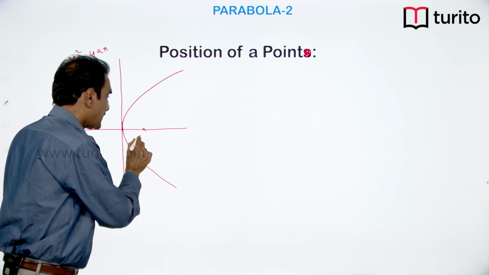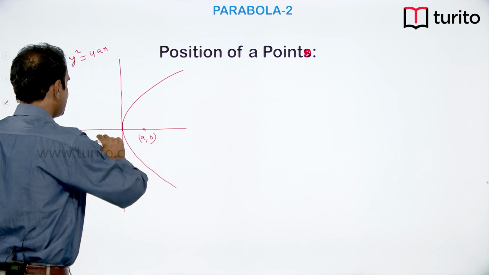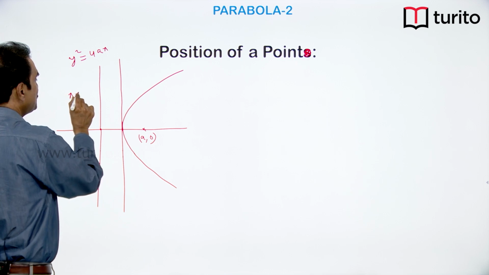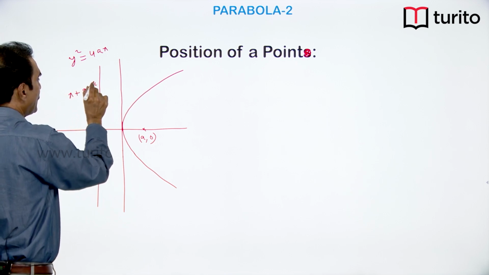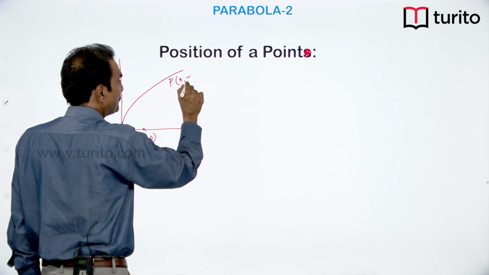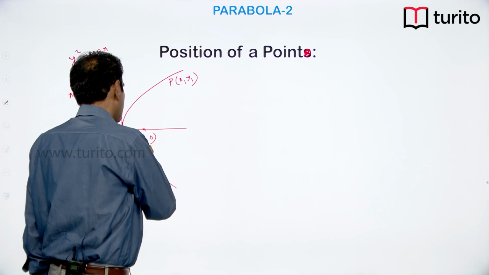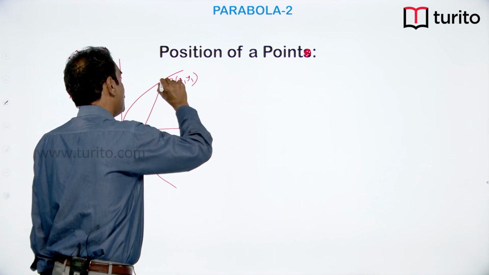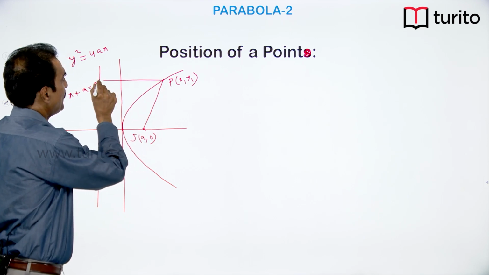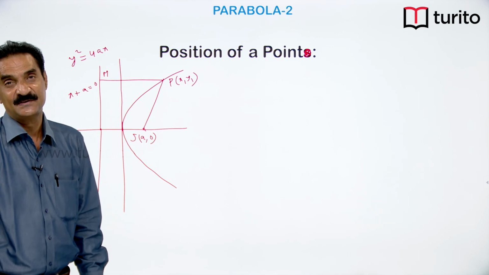Its focus is (a, 0). Directrix is x plus a is equal to 0. If a point P(x1, y1) lies on the parabola, then we know that SP is equal to PM, where PM is perpendicular on the directrix.